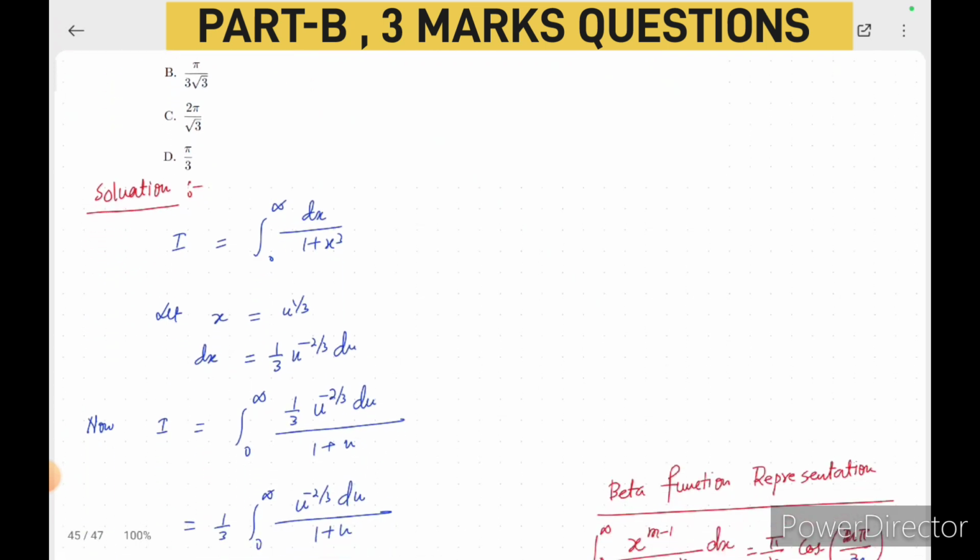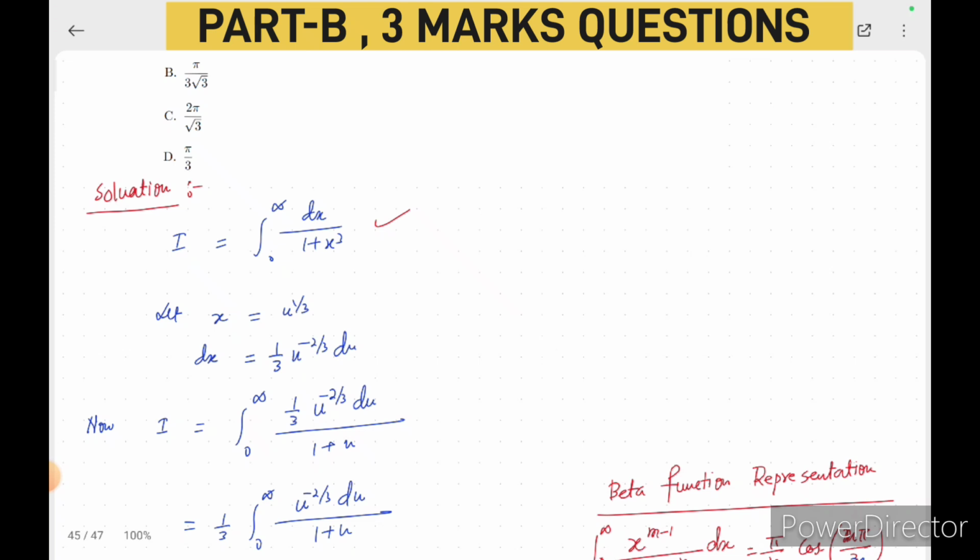So the integral from 0 to infinity of dx upon 1 plus x cube. Most of the time this type of question we calculate using the complex analysis method, but today we use beta functions. Okay, definitely.